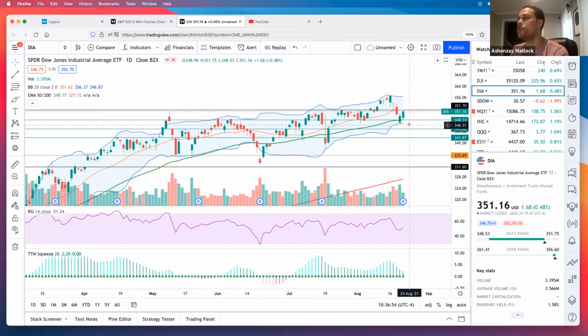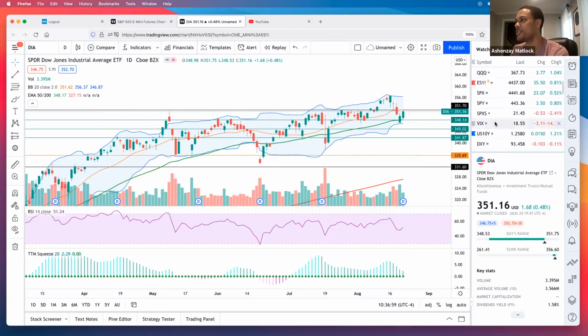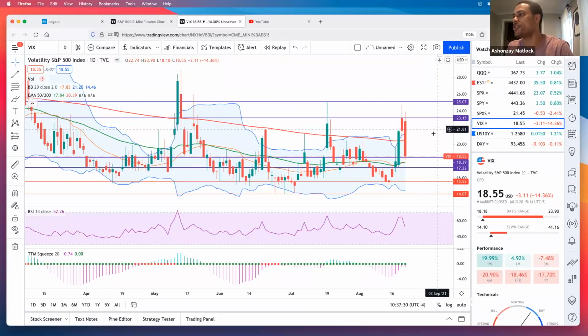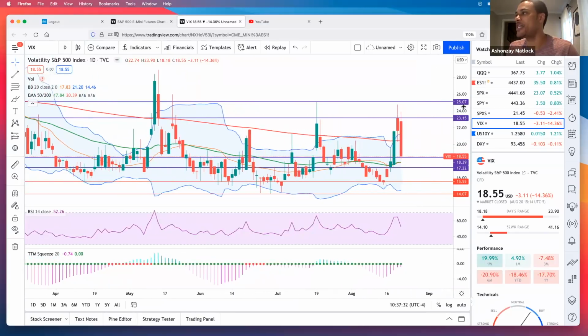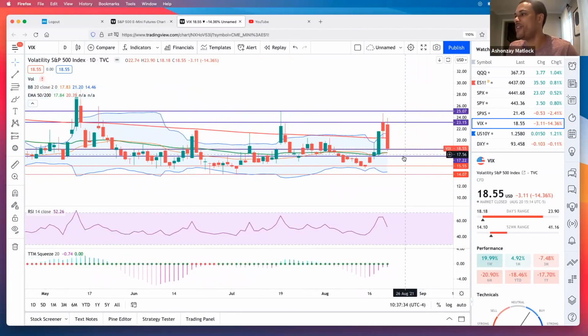What we're going to do now is check in on the VIX. All right, guys, taking a look at the VIX. As you can see, the VIX finished the week at 18.55, so it did elevate a little bit. And as you can see, on Friday it was down 14%. Earlier in the week, it went up by 20%, and it actually went a little bit higher.